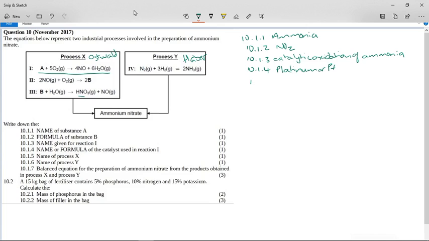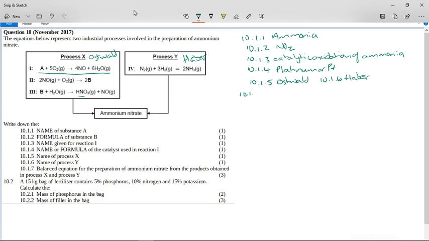Then it says what is the name of process X? That is the Ostwald process. What is the name of process Y? That is the Haber process. You have to learn these things and all of their reactions and reaction conditions.